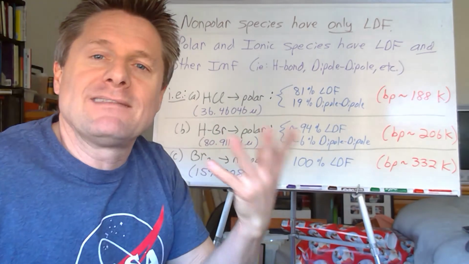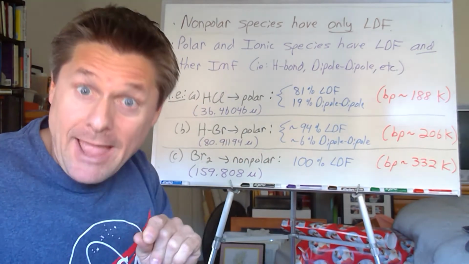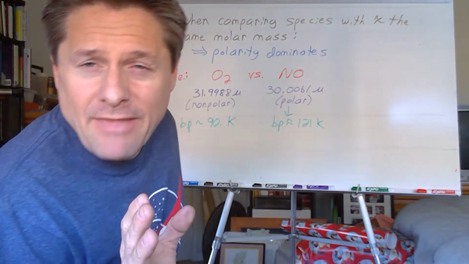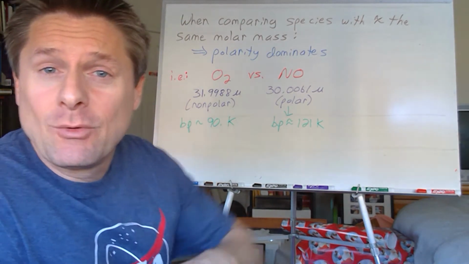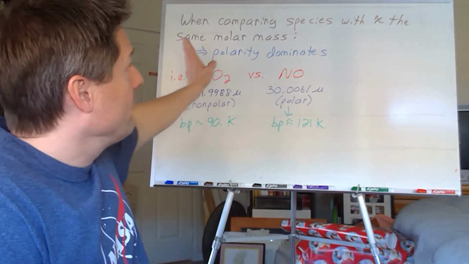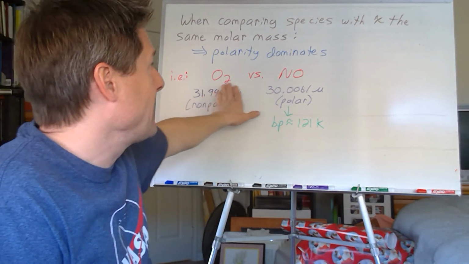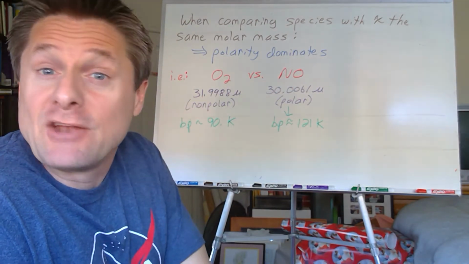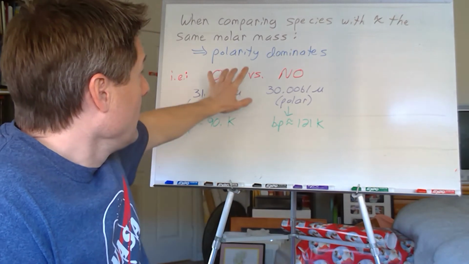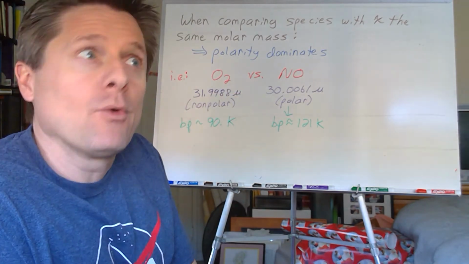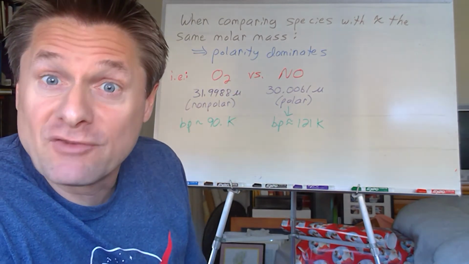So let me give you a type of question I might throw at you on an exam. The first kind of question I will ask you on quizzes or exams: I'll give you 2 species and have you compare them, or more. So for example, say diatomic oxygen versus nitrogen monoxide. Which one would have the higher boiling point, or which one would have the stronger London dispersion forces, and so on.